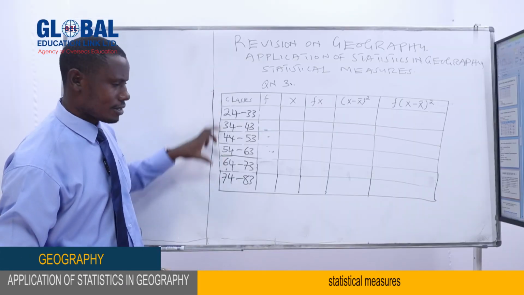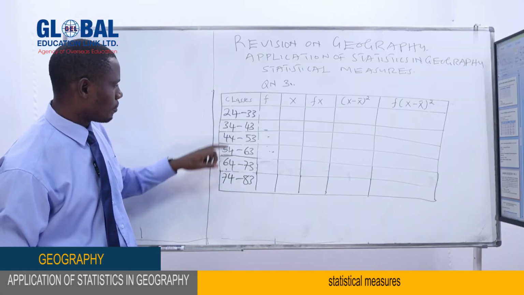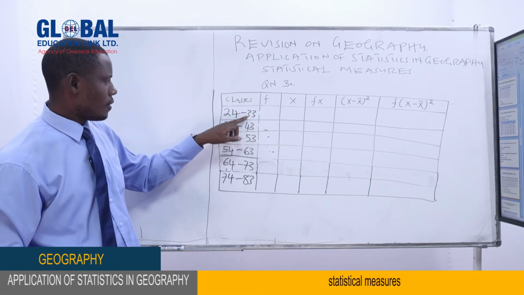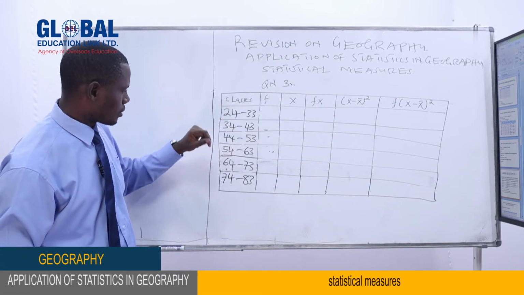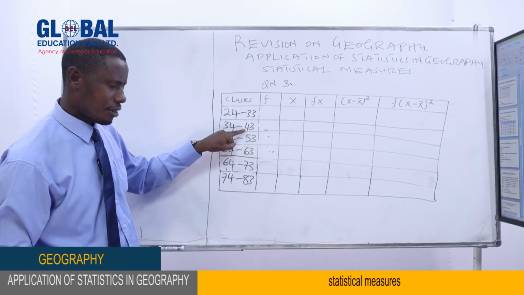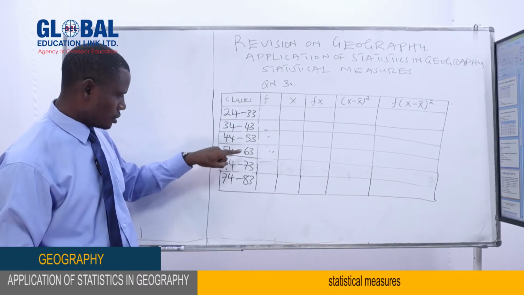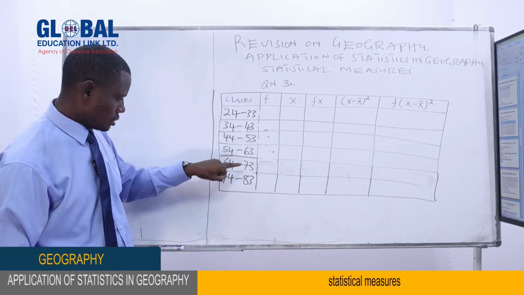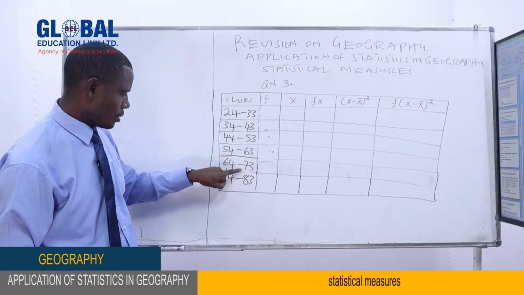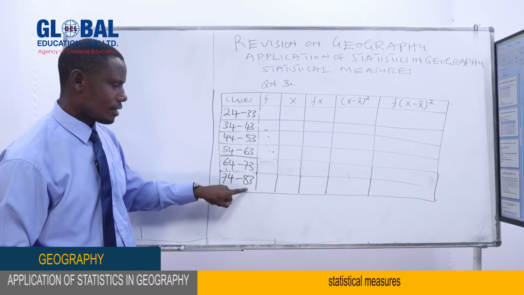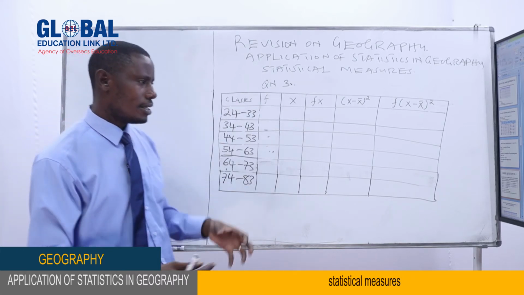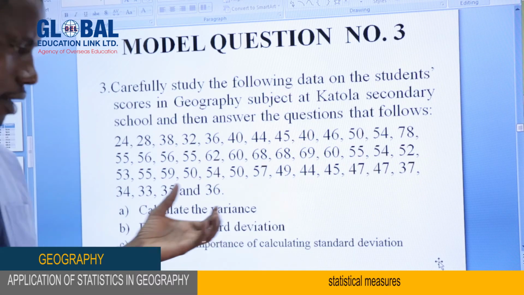We have established the classes over there. We have the class starting from 24 to 33, then the class from 34 to 43, then 44 to 53, 54 to 63, 64 to 73, then 74 to 83. You can check that we have accommodated the range of the data that we have.